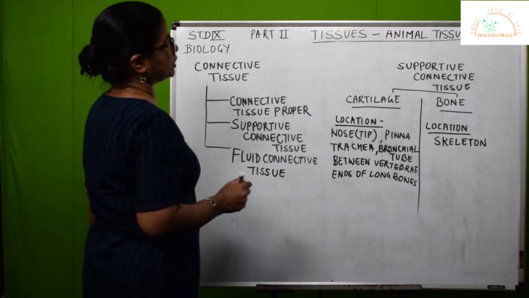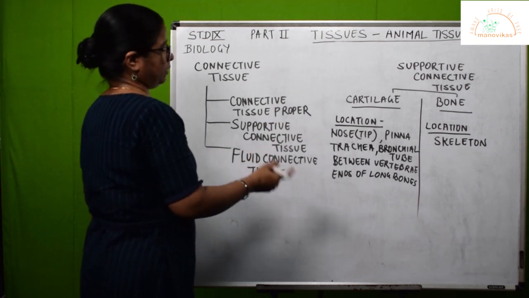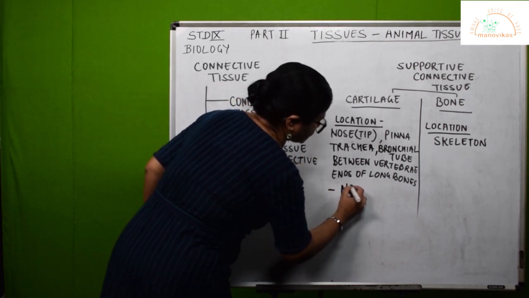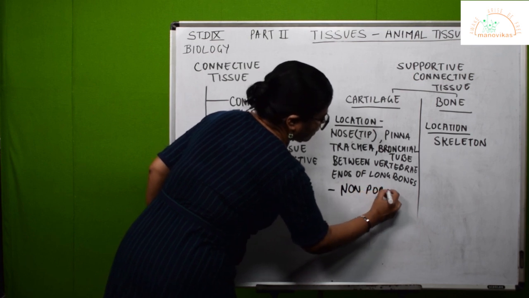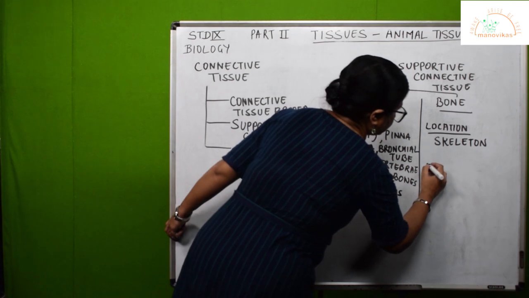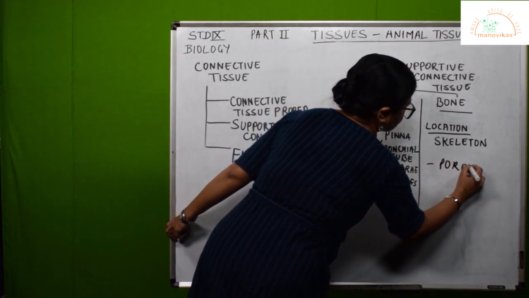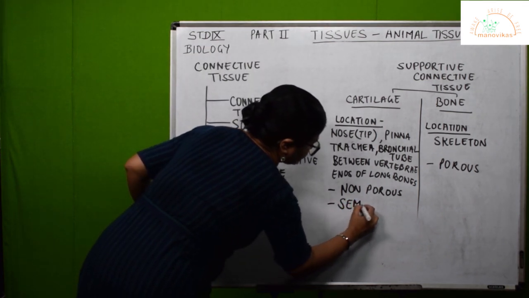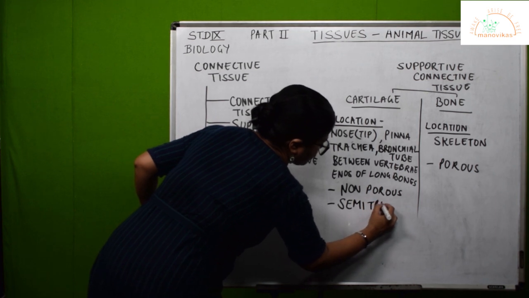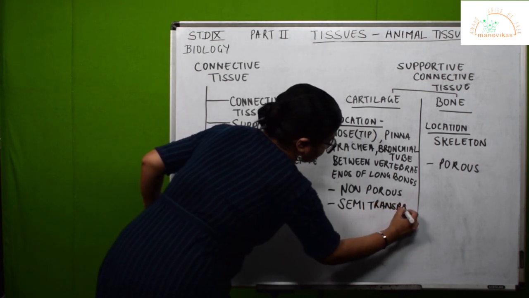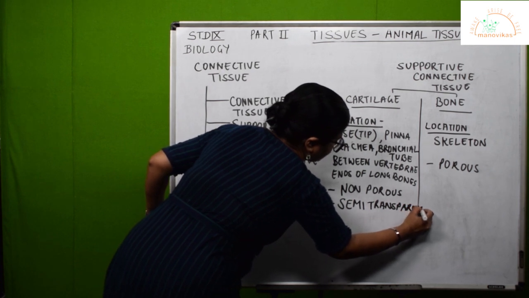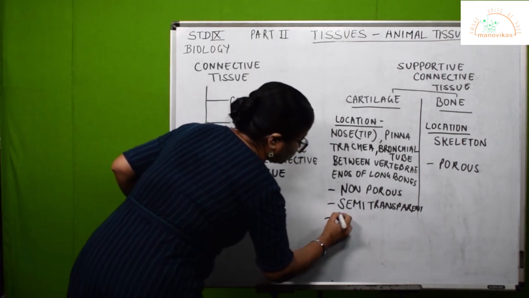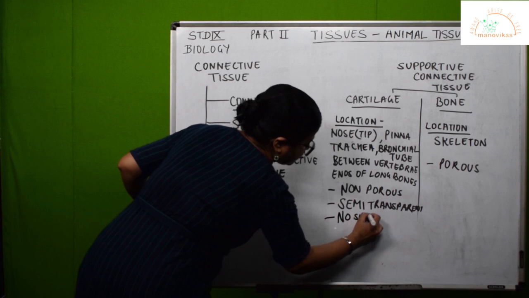Now let us study the features of each one of these, their characteristics and what they are about. So the cartilage, it is non-porous. Bones, they are porous. Then transparent, semi-transparent we can say. Semi-transparent. And bones, they are not transparent, of course. Then look at the cartilage. It has no supply of blood vessels.